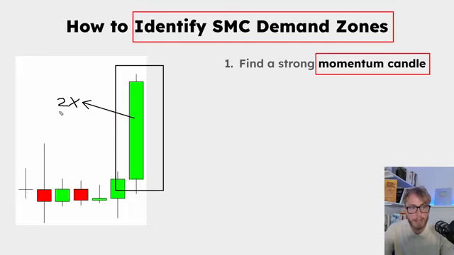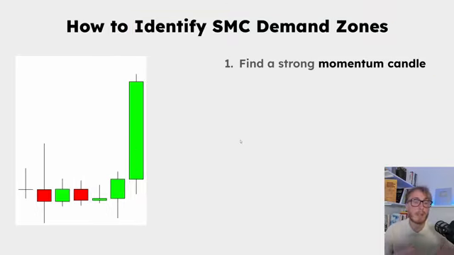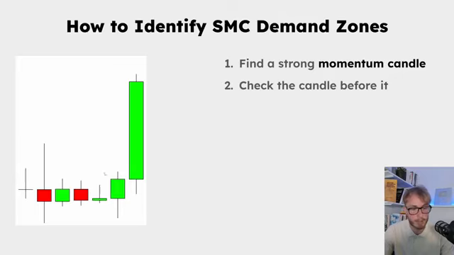But preferably, I want this candle to be maybe 3 times or even 4 times as large as the previous candles. So what you can do is look at the previous 3 candles or so, and compare the length of the momentum candle to the length of the previous candles right here. And you want to look out for a real body that is at least twice the size of these candles. When you have found your momentum candle, step 2 is to look at the candle before the momentum candle. In this case, we want to look at this candle right here.